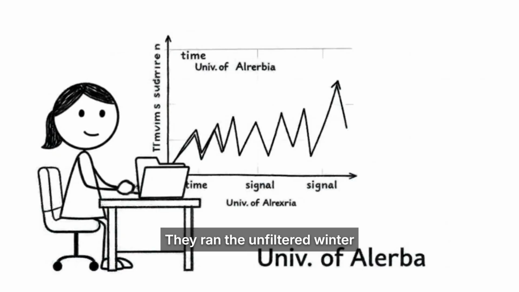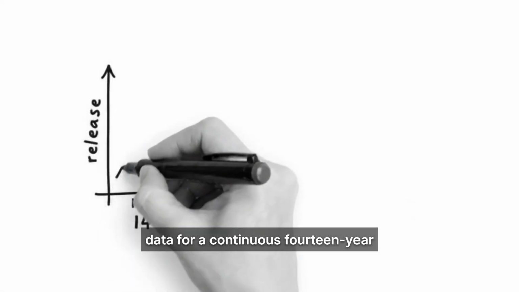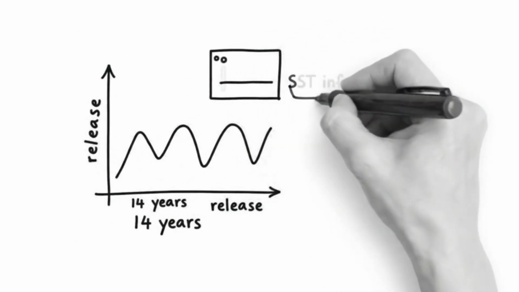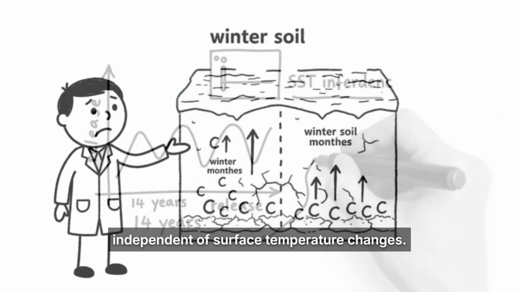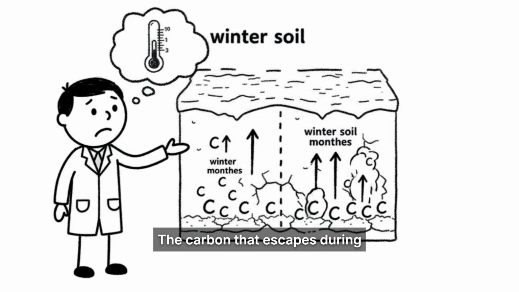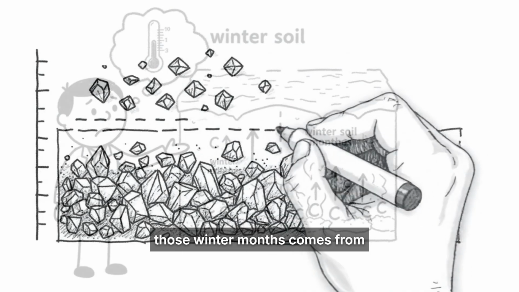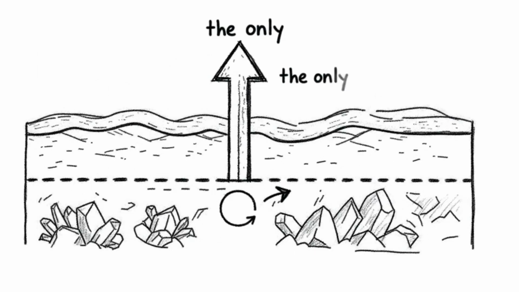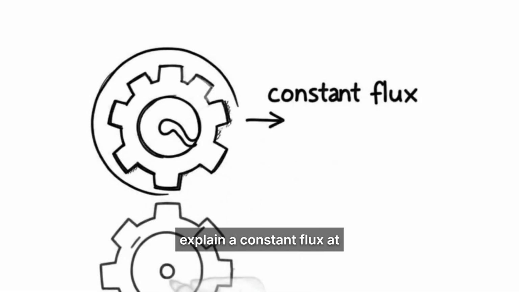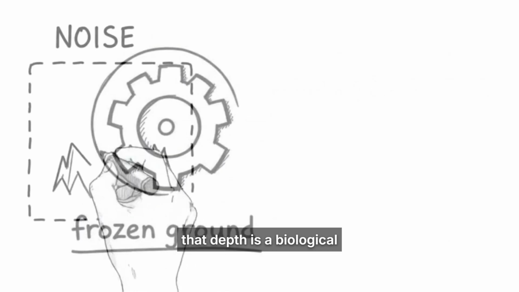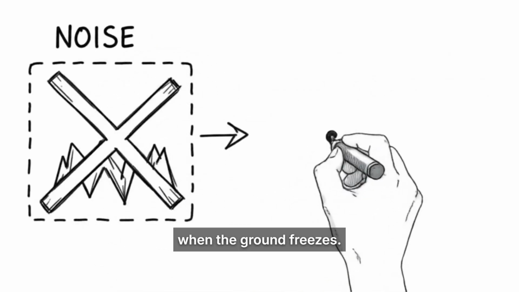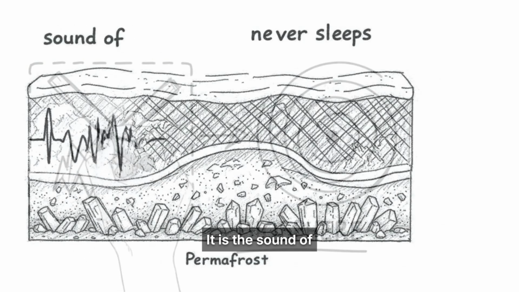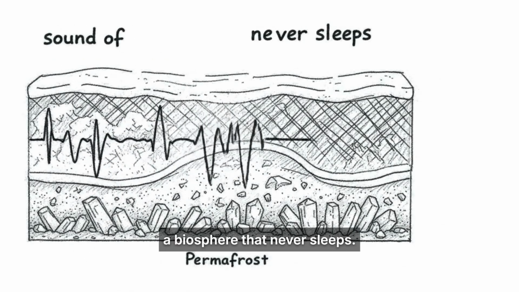They ran the unfiltered winter data for a continuous 14-year period and found that the release follows a consistent pattern, independent of surface temperature changes. The carbon that escapes during those winter months comes from a depth where the temperature never rises above minus 10 degrees. The only mechanism that can explain a constant flux at that depth is a biological process that does not stop when the ground freezes. The noise is not noise. It is the sound of a biosphere that never sleeps.